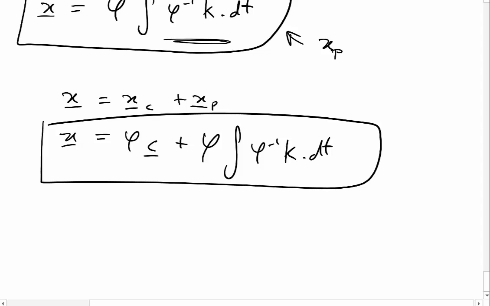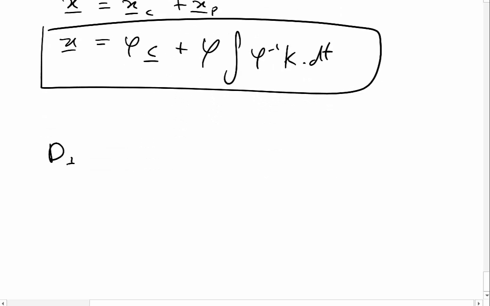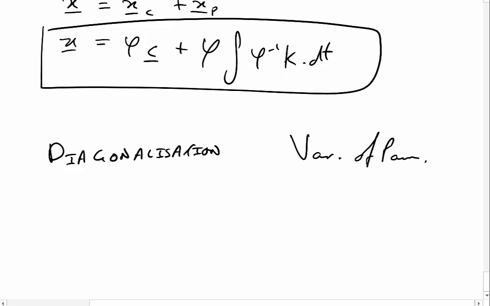Which is fine. Okay, that's absolutely fine. Now the thing is, let me talk about the benefits between the methods. I've shown you both methods. The first method, if you can remember, was diagonalization, and the second one was variation of parameters.